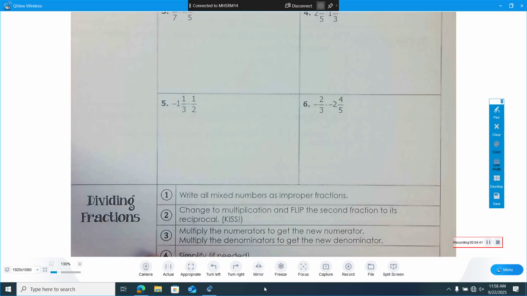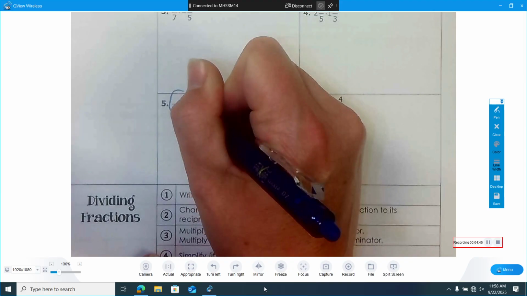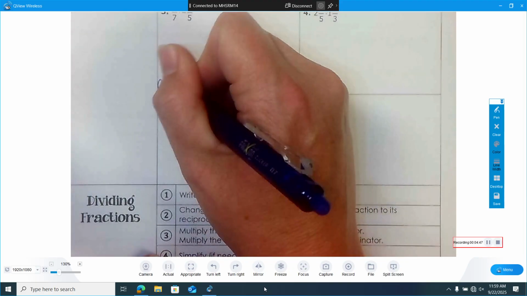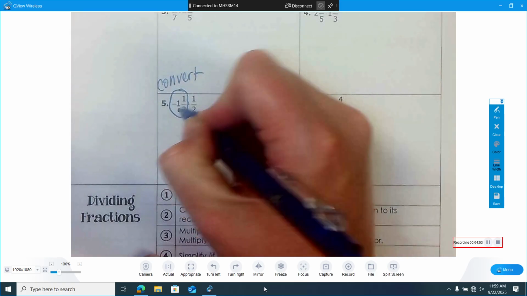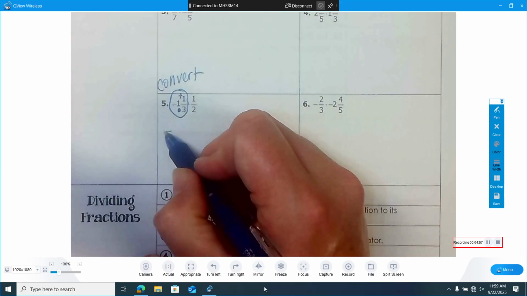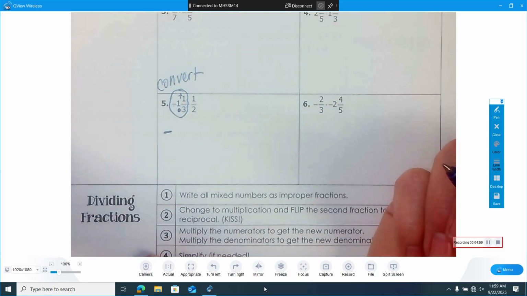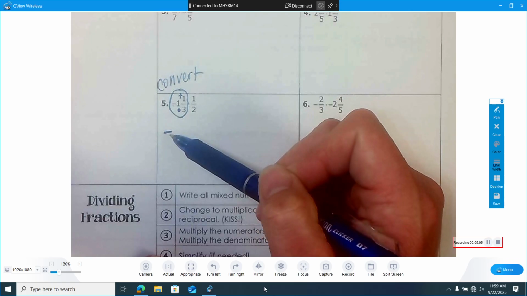All right. Number 5. We have a mixed number here, which we need to convert. We are going to multiply and add. And do not forget your negative. That negative is going to come along for the ride.